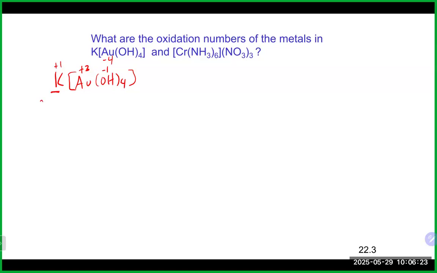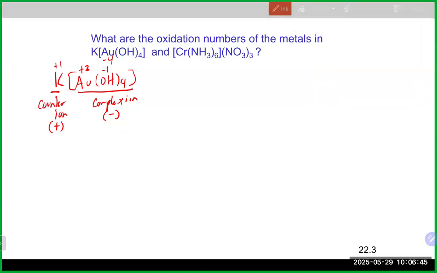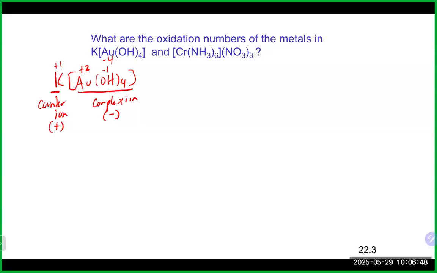We know that this is our counter ion, and this is our complex ion. And by the way, I know just from this arrangement that the counter ion is positive and the complex ion is negative, because it comes second in the formula. The way that we name counter ions is we just name it like normal. If it is a positive counter ion, you're probably just going to use the metal's name. So this would be just potassium.